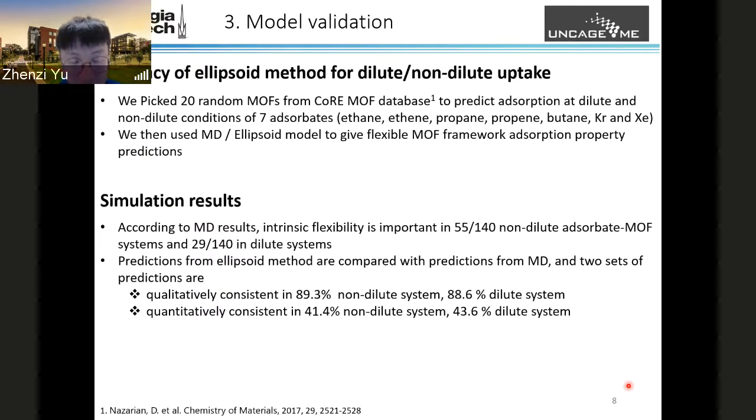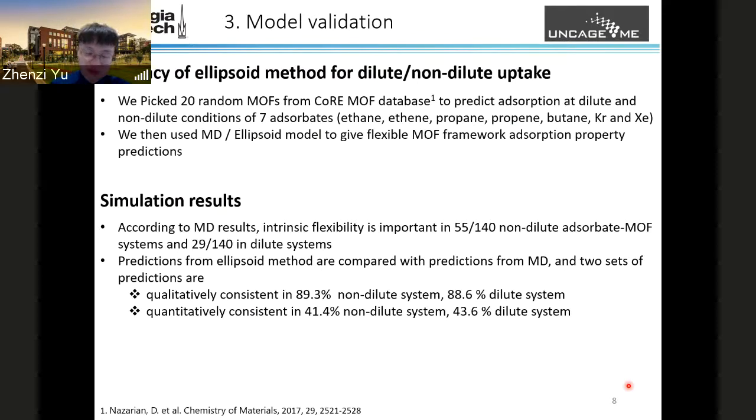From this slide, I will try to discuss the results of our simulations. The first step after we develop a new model is to validate it. So of course we did that. We tested the accuracy of our newly developed ellipsoid method for dilute and non-dilute uptake. We picked 20 random MOFs from the CoRE MOF database to predict the adsorption at dilute and non-dilute conditions for 7 out of 8. We used both the traditional MD method and the ellipsoid method to give flexible framework adsorption property predictions.